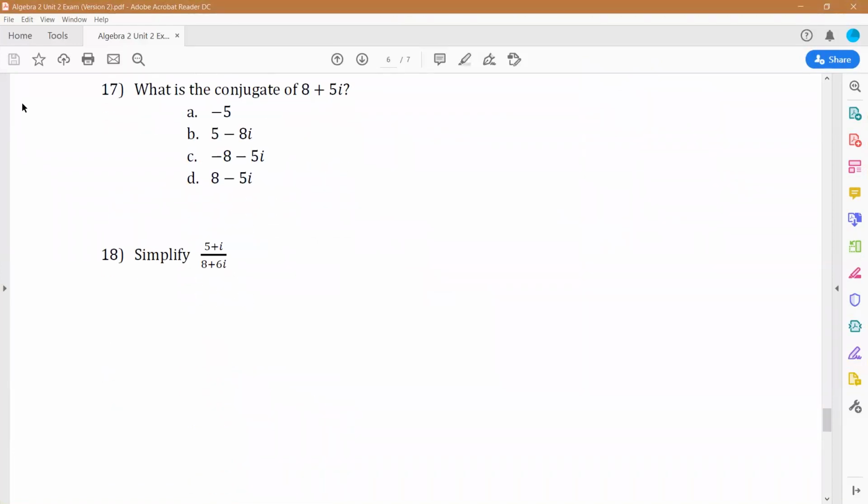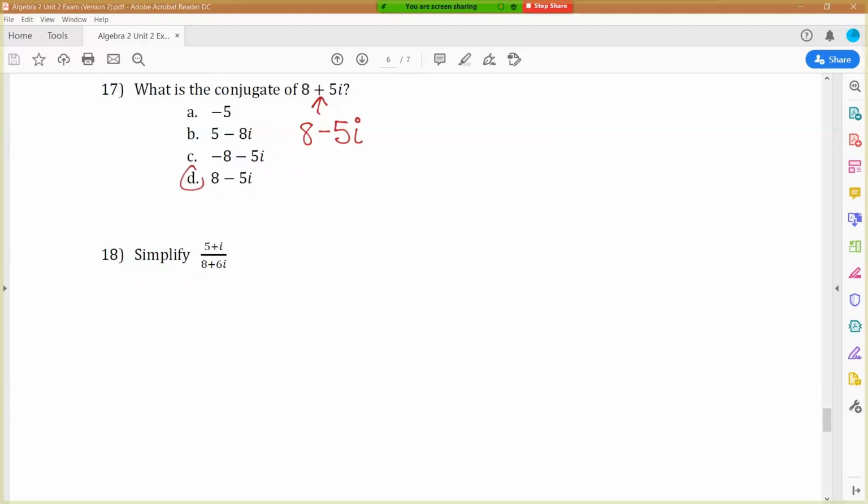Question 17, what is the conjugate of 8 plus 5i? So the conjugate just means you're taking the sign in the middle and you're flipping it. So if it's positive, you're going to make it negative. If it's negative, you're going to make it positive. So the only thing I'm allowed to change is this sign right here. I'm going to change it to a minus, and there's my conjugate.